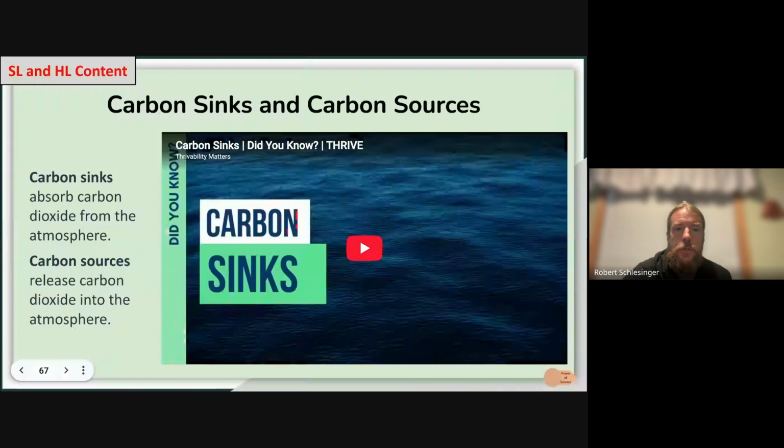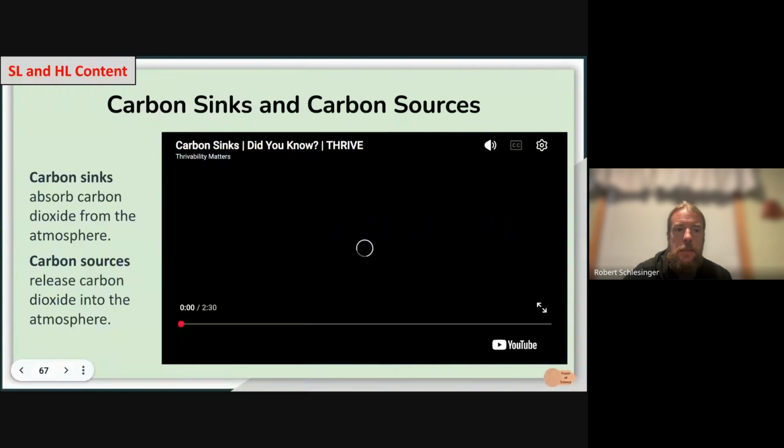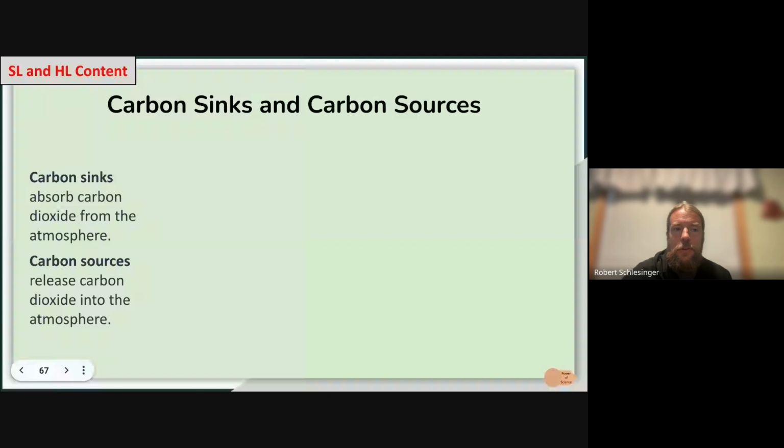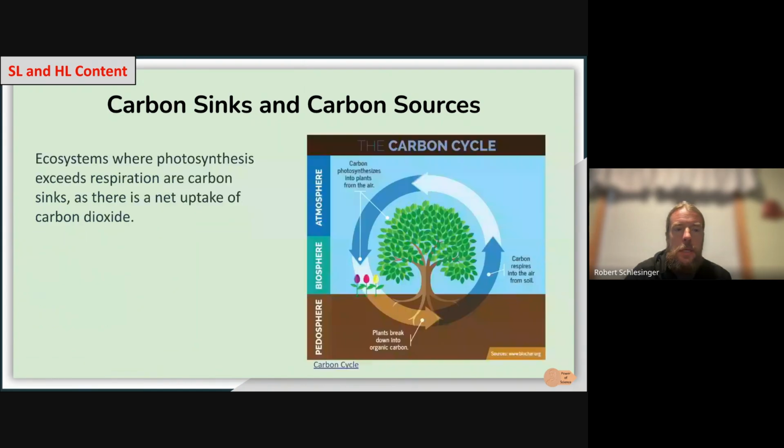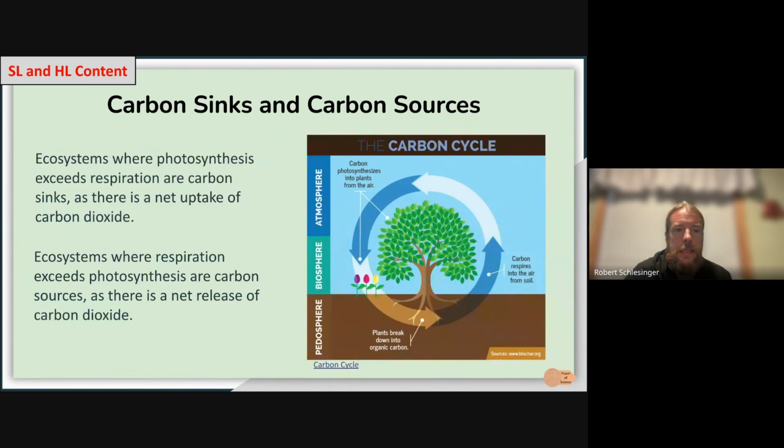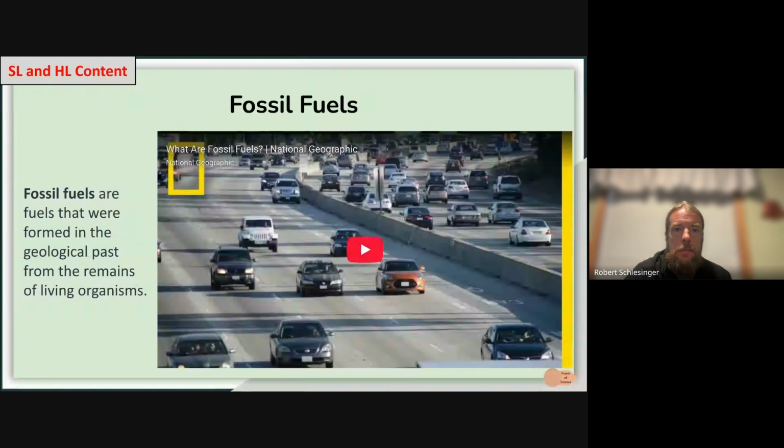And so we talked about sinks and sources. Here they differentiate between sinks and sources, sinks being something that absorbs carbon and sources being something that releases carbon. You know, I don't really think the IB really makes that distinction. And so I think you can get away with using those interchangeably. It's not the end of the world. And then we talked a little bit about some of the examples of fluxes.